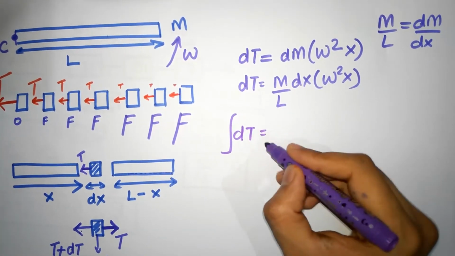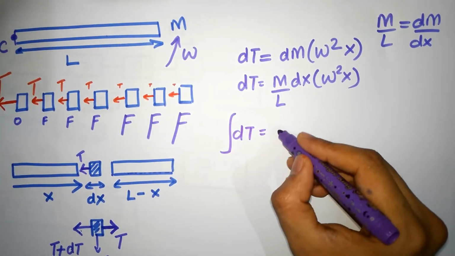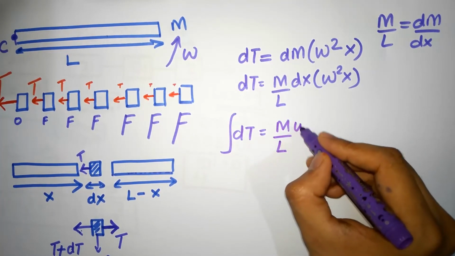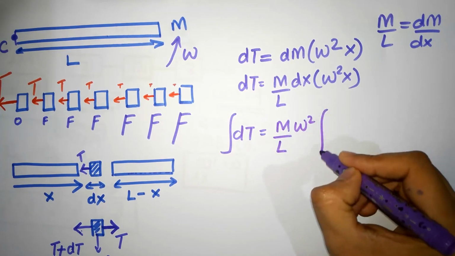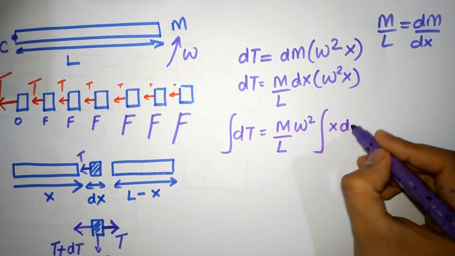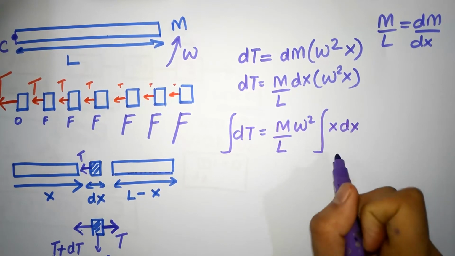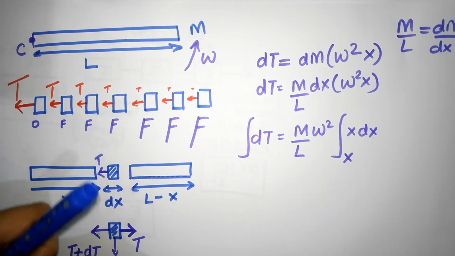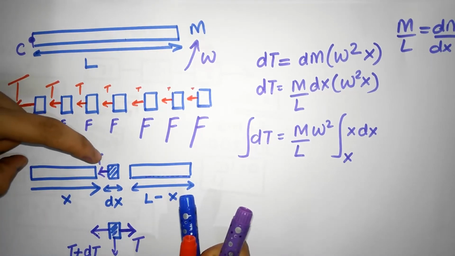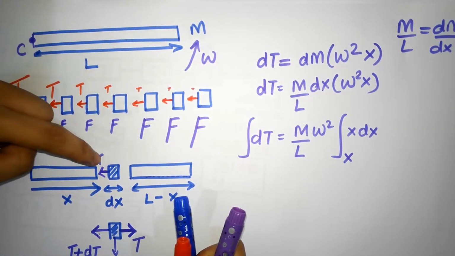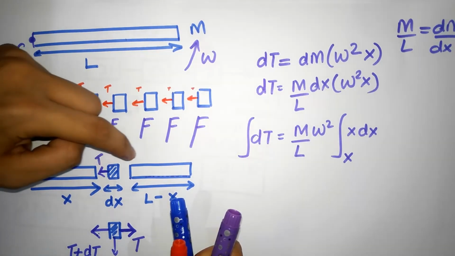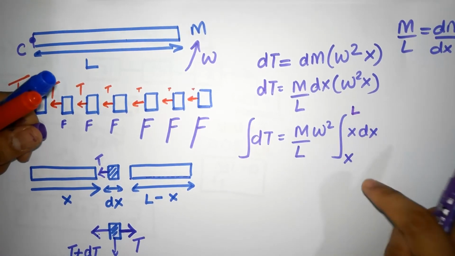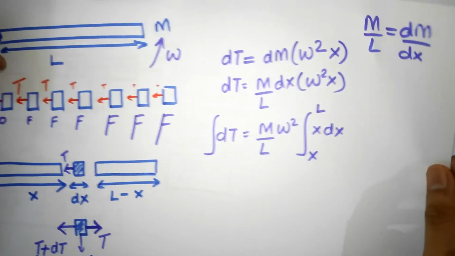The net pulling force turns out to be equal to the integral. So I'm going to pull out all the constants. M by L omega square gets pulled out. I'm going to integrate now x dx, and we need to be careful. We're starting from x and we're going all the way to L. Yeah, that's what you're doing, right? So we're starting from x, from here somewhere, and we want to add up all the way to here, all the way till L, from x to L.